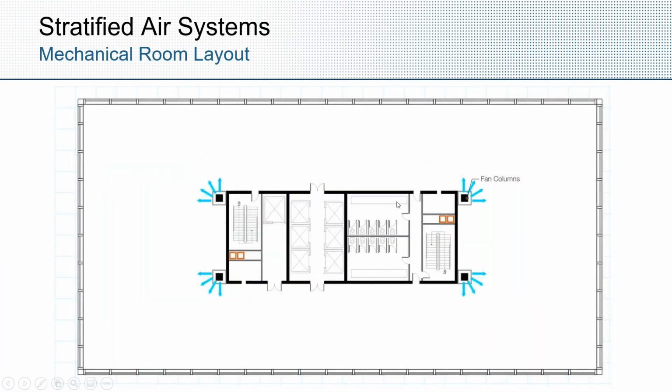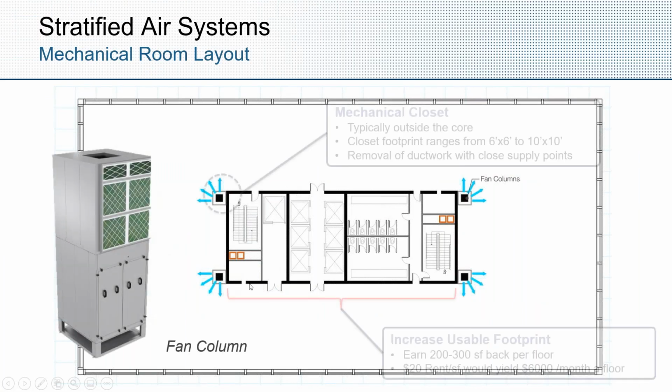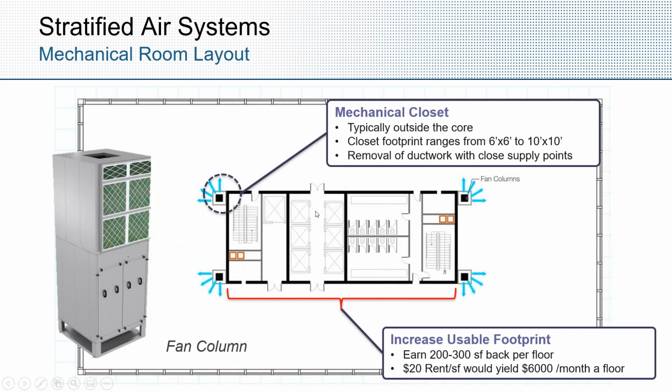All right, so again, this is what you would see with the fan column approach. And the real benefit here is that we're moving it into a small closet. The opportunity here to save 200 to 300 square feet back per floor is what we've seen in practice. So using a conservative $20 of rent per square foot would yield several thousand dollars per month per floor by going with this type of approach.